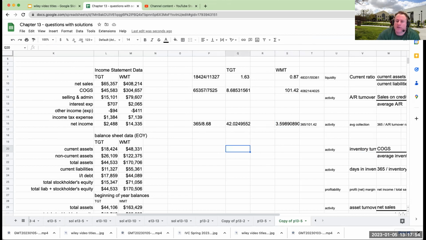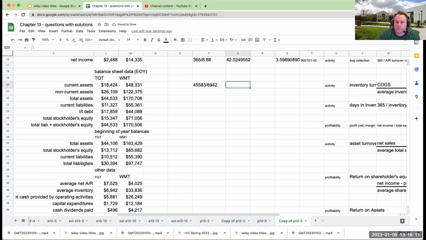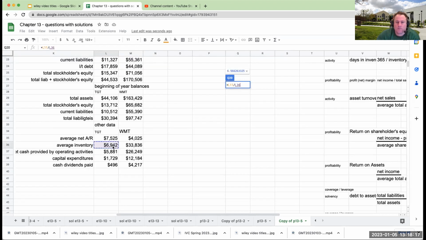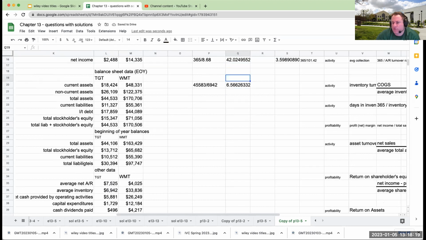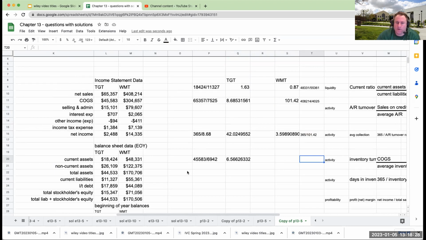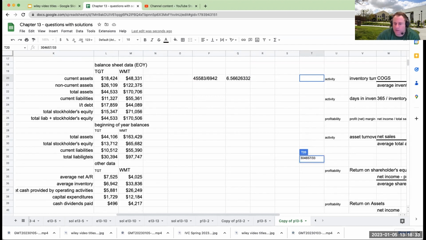Inventory turnover. Okay, so this is going to be my cost of goods sold, which is going to be 45,583 for Target. And I'm going to divide this by my average inventory of 6942. So my inventory turnover for Target is 6.56 times per year. Over here for Walmart, this is going to be 304,657 divided by my average inventory of 33,836.